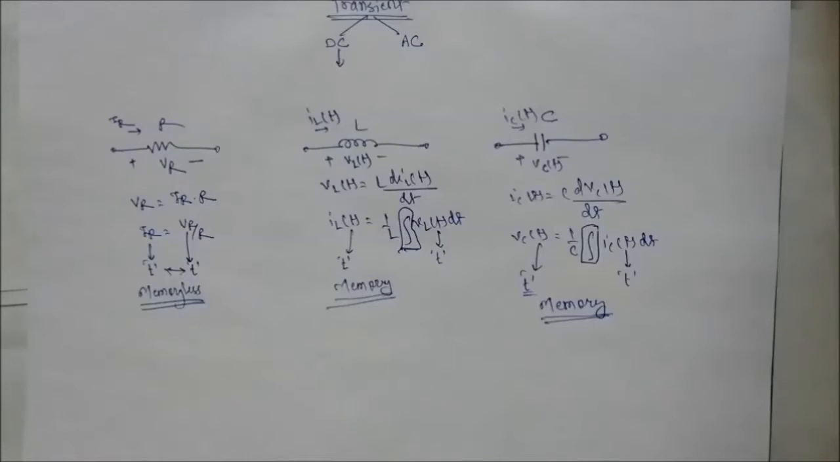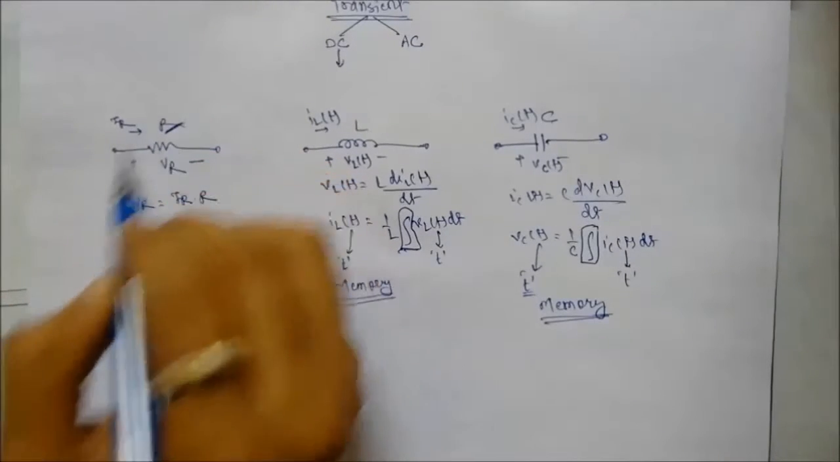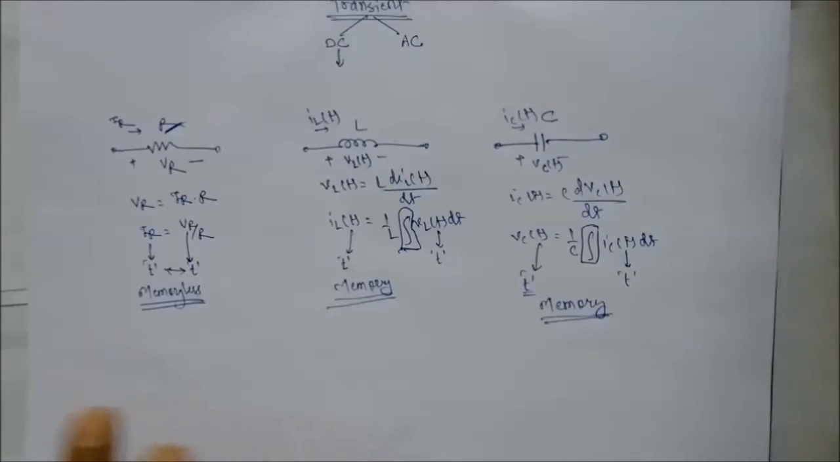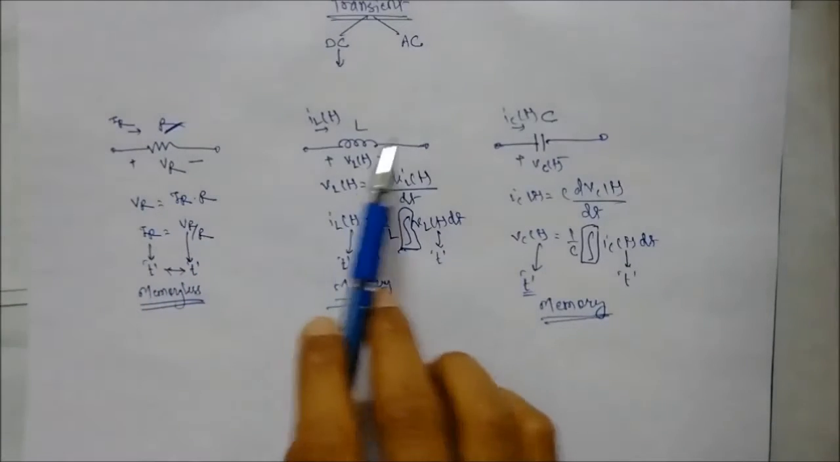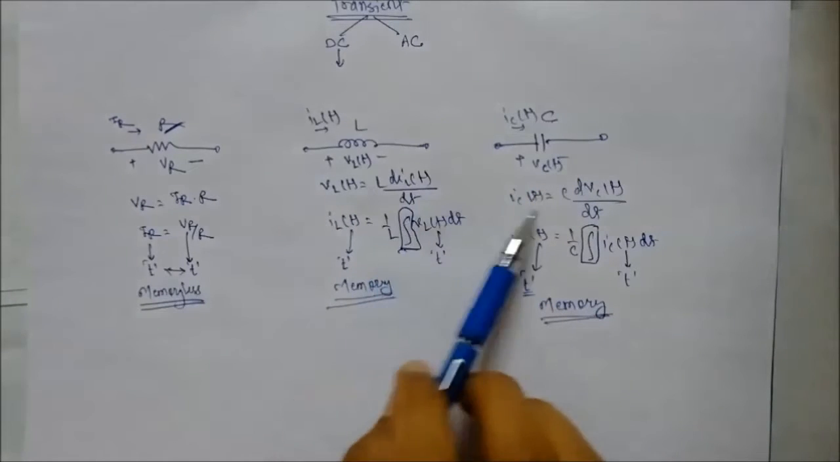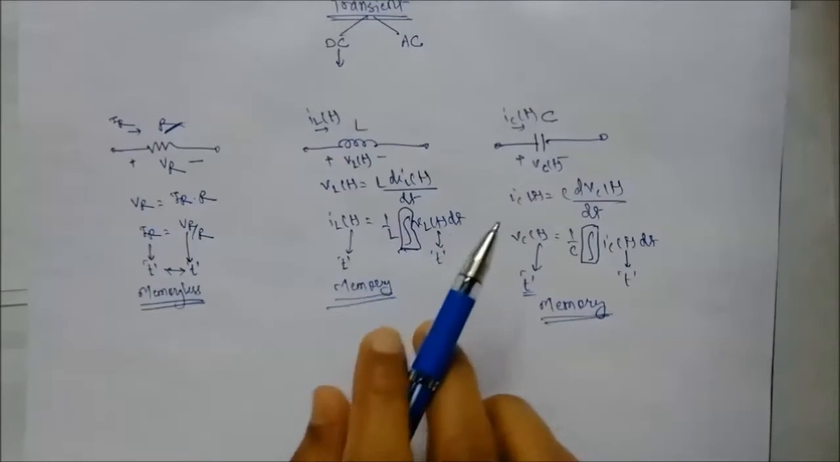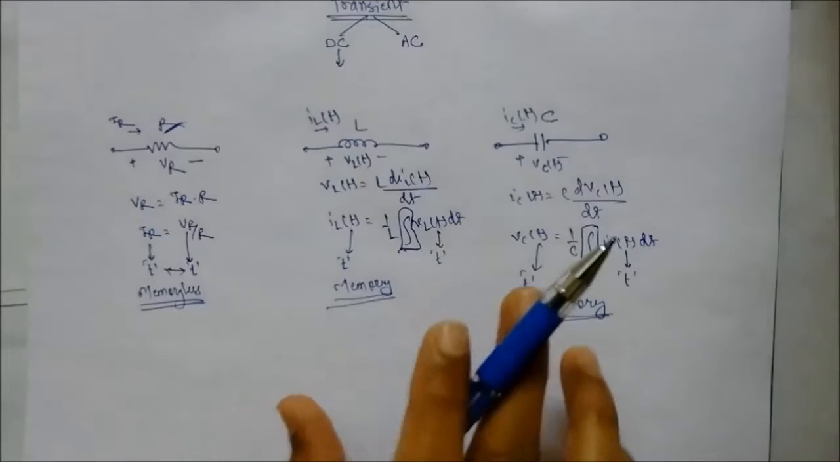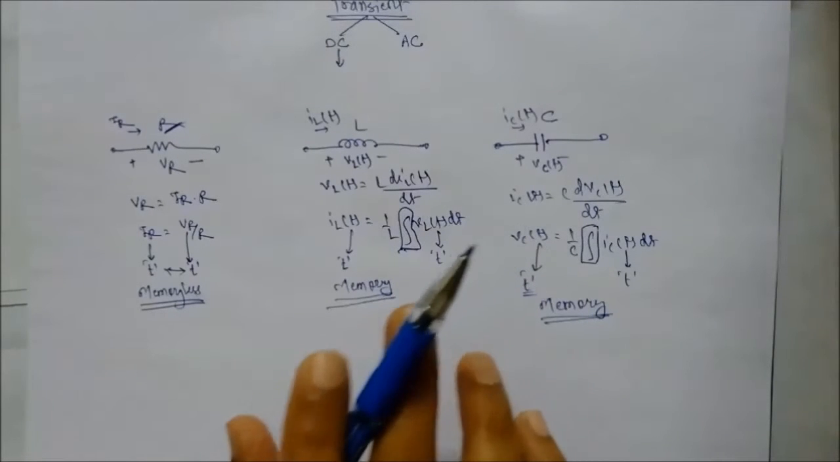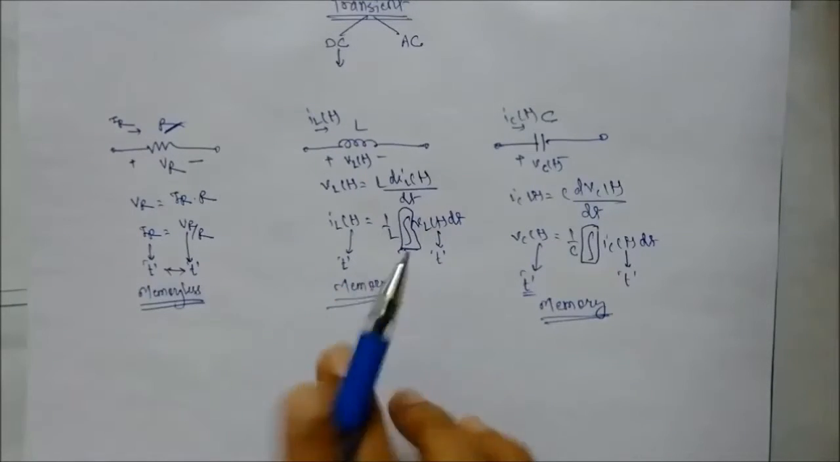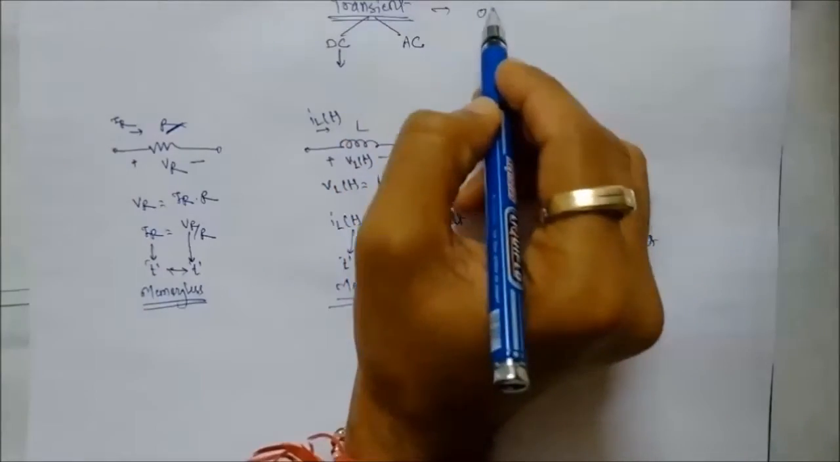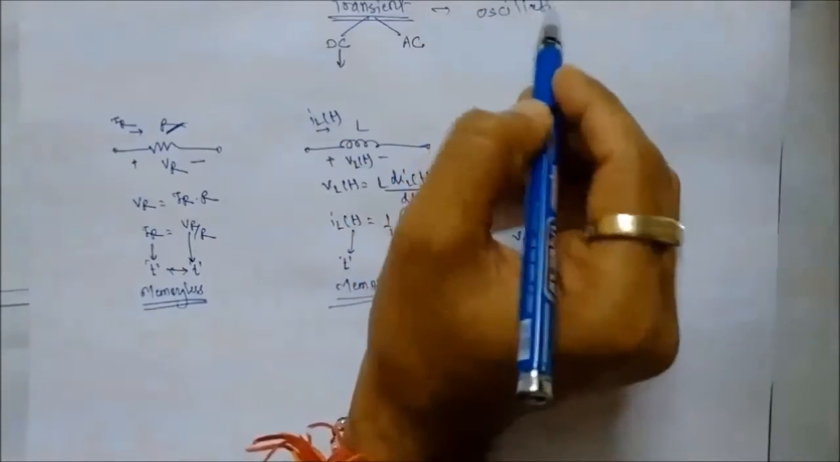Now, if the network consists of only resistors, the resistor does not store any energy, so it allows sudden changes in the energy of the circuit. Whereas in the case of inductor and capacitor, since these are energy storing elements, they oppose sudden changes in the energy of the network, which causes the transient effect in the network. Transient is nothing but the oscillation effect in the response of the circuit.